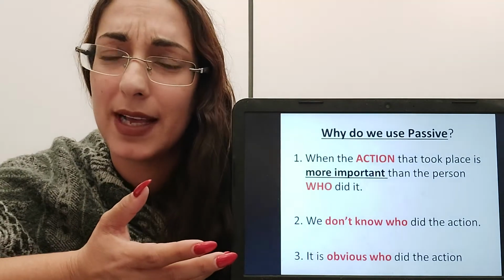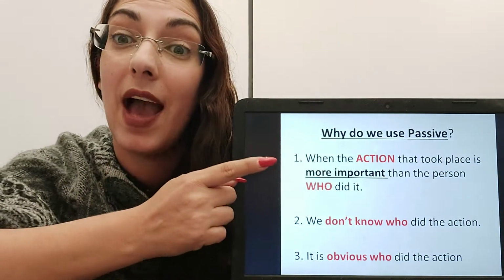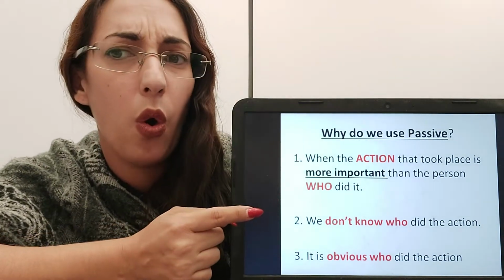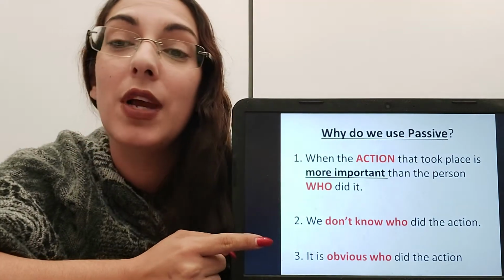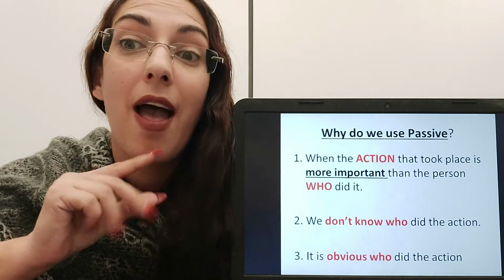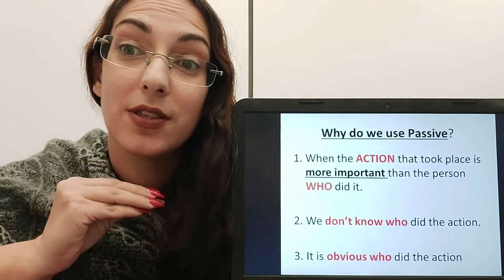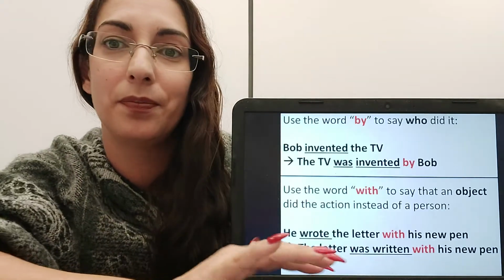Now why do I use passive? I use passive when the action is more important than the person who did it, or I don't know who did it, or it's obvious. So really we're focusing more on the action and not the person who did it, because whatever comes first in a sentence is always more important. Let's have a look at what I mean.